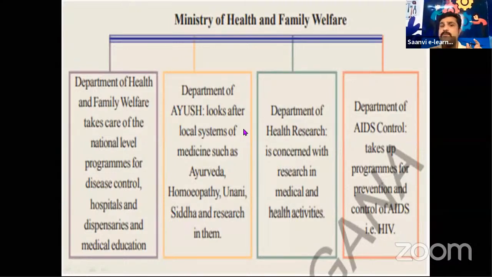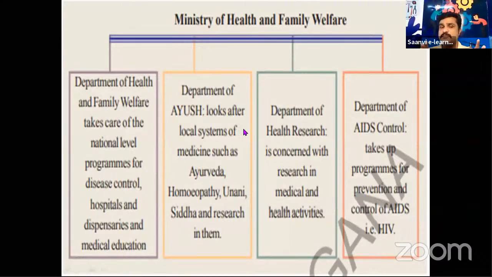And next is Department of Ayush, looks after local system of medicine such as Ayurveda, homeopathy, Unani, Siddha and research in them. That is Ayush, Ayurvedic. Okay, these all Ayurvedic sector. And next is a Department of Health Research. It is concerned with research in medical and health services. Next, Department of AIDS Control takes up programs for prevention and control of AIDS. That is HIV, human immunodeficiency virus.